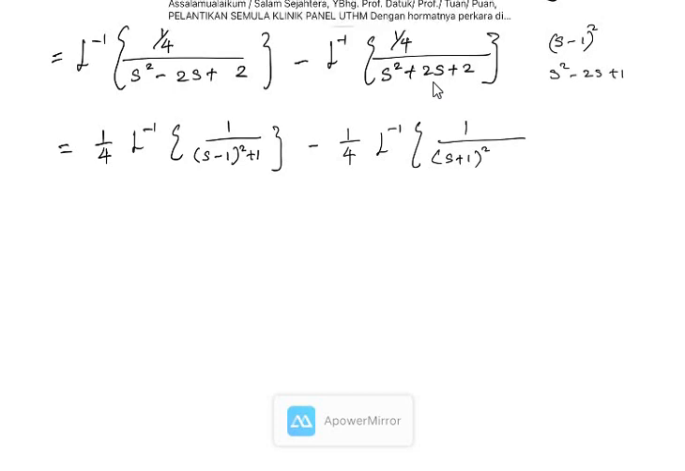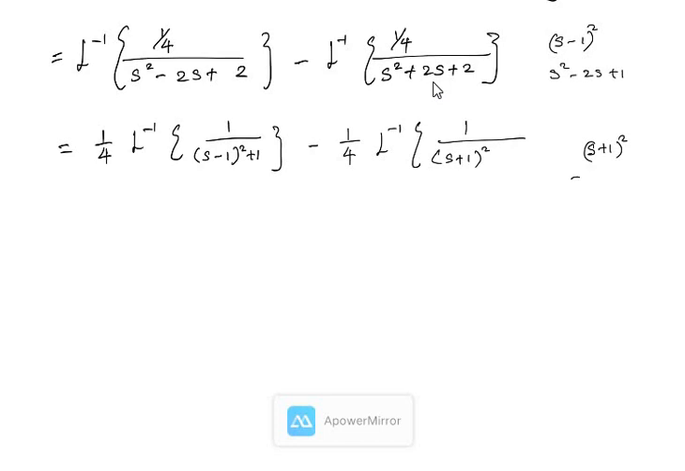But what is it with the same value? So if we have s plus 1 squared, what do we get? That is s squared plus 2s plus 1, and in the question it is plus 2. So we need to add the extra, that is the plus 1, so that the value here is the same as here. Okay, so now 1 over 4 inverse Laplace transform of this one.